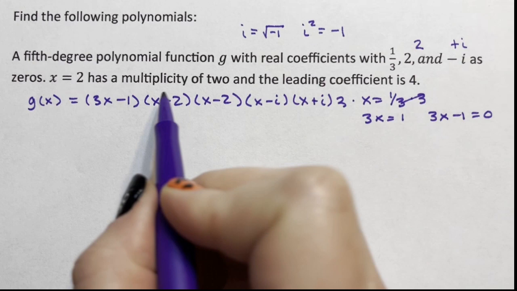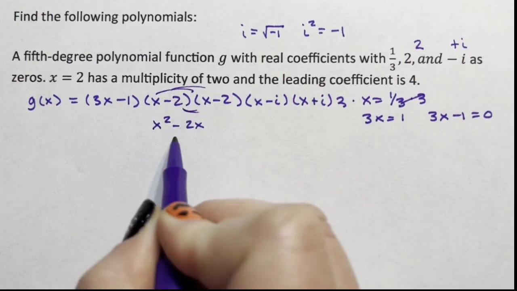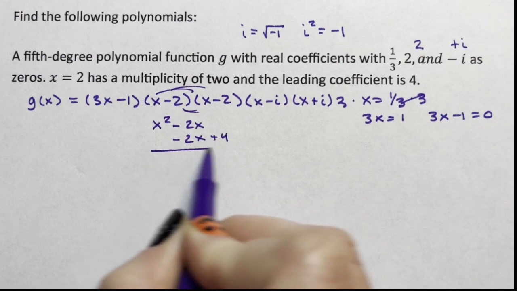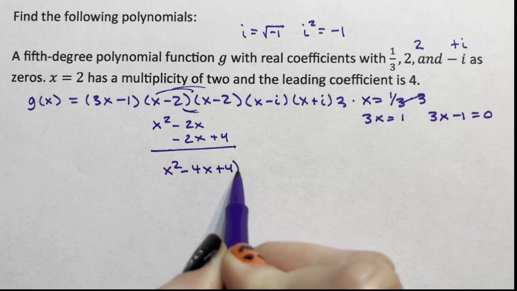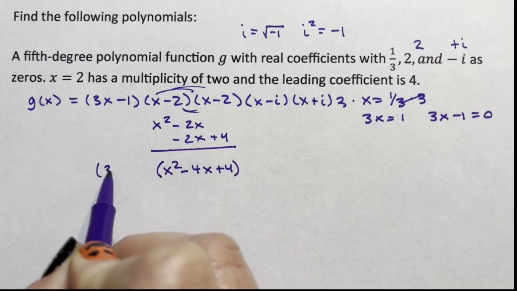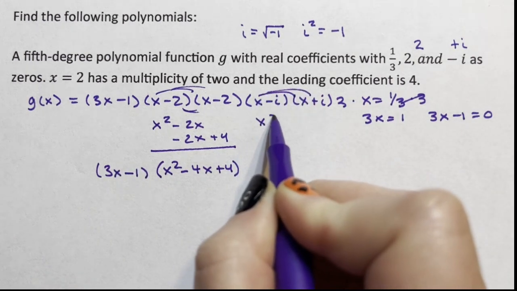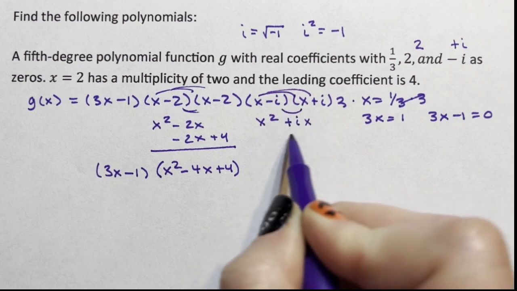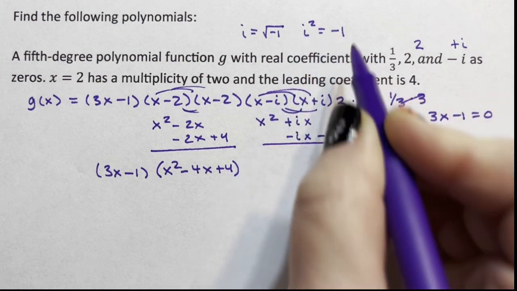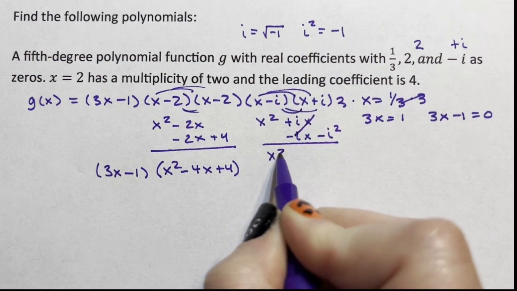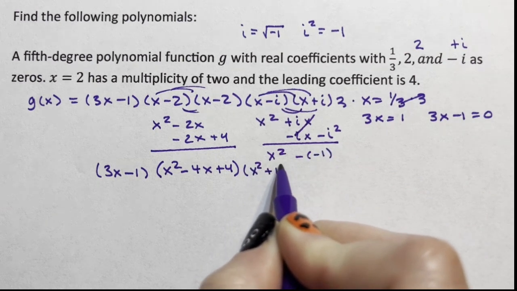So if I start here, I get x squared minus 2x minus 2x plus 4. And I have x squared minus 4x plus 4. I'm going to bring this 3x minus 1 down. These multiply out to be x squared plus ix minus ix minus i squared. Of course, i squared is -1. Those cancel. X squared minus a -1, which means this is going to be x squared plus 1.